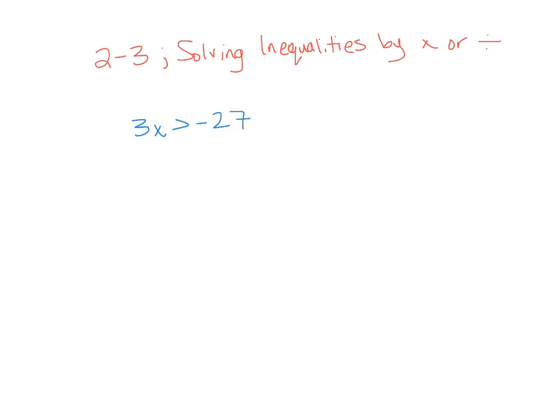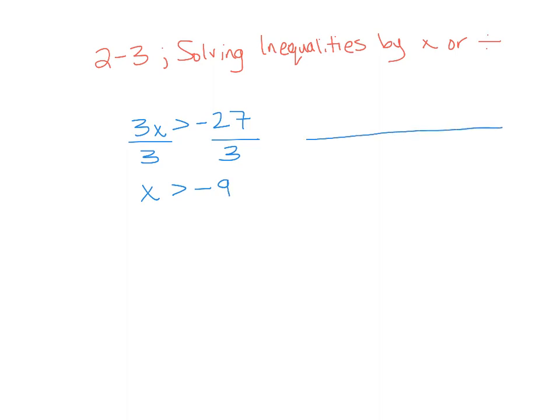Again today we're going to look at the inequality sign as if it were an equal sign, and we're solving for the variable. So the 3 and the x right next to each other means multiplication. The opposite of multiplication is division, so we divide each side by 3. And we get x is greater than negative 9.